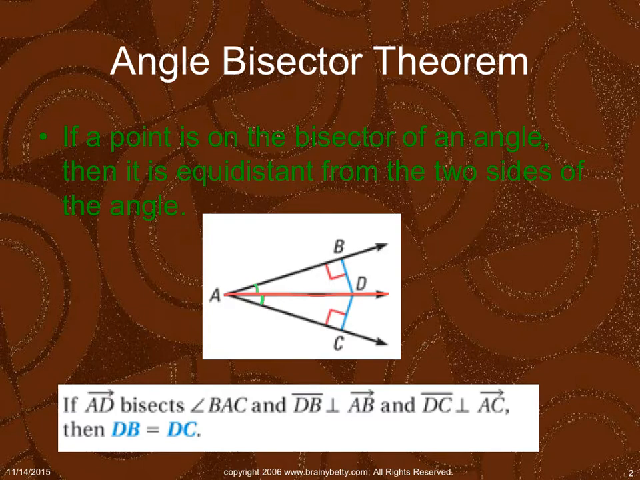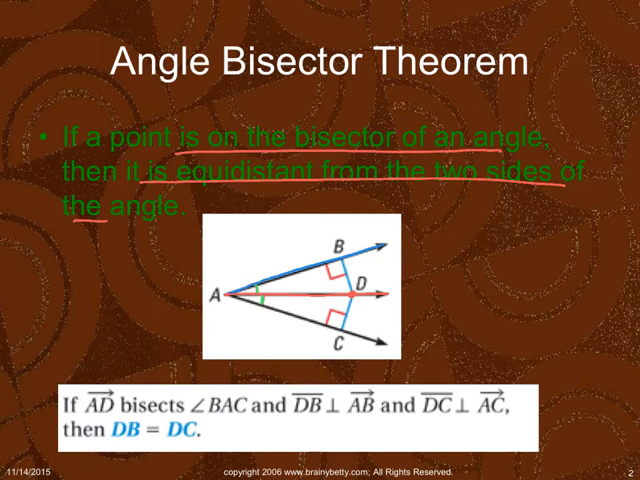It says if a point is on the bisector of an angle, like look at point D. Since point D is on the angle bisector, then it is equidistant from the two sides of the angle. Here are the two sides of the angle right here. Here's one side of the angle, a second side. So what they're saying is that red dot is equidistant from the sides. Now check it out. It's going to go directly to the sides. So that's why we have this 90-degree angle right there.